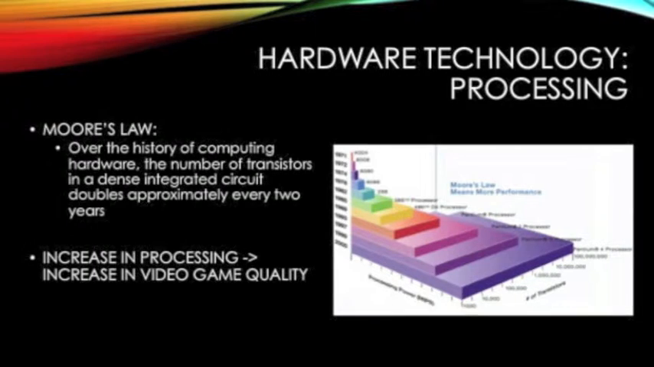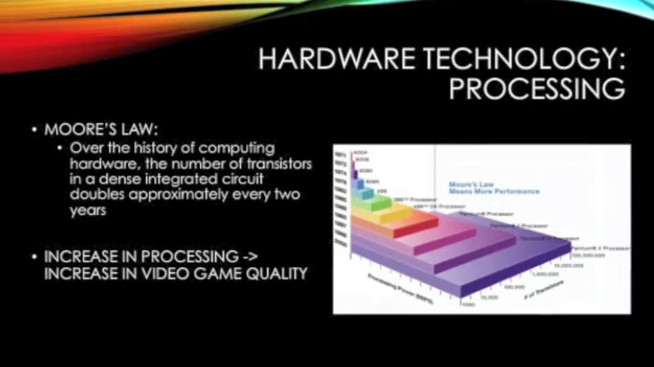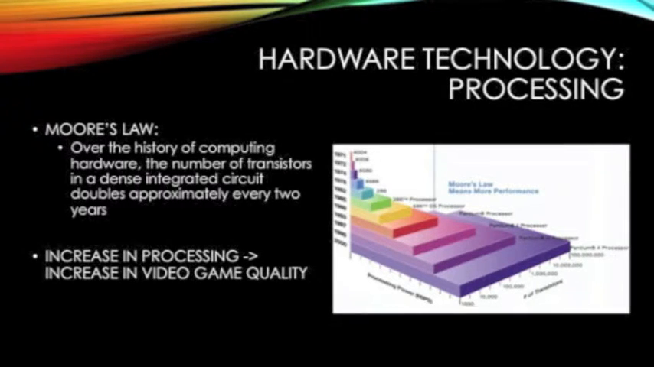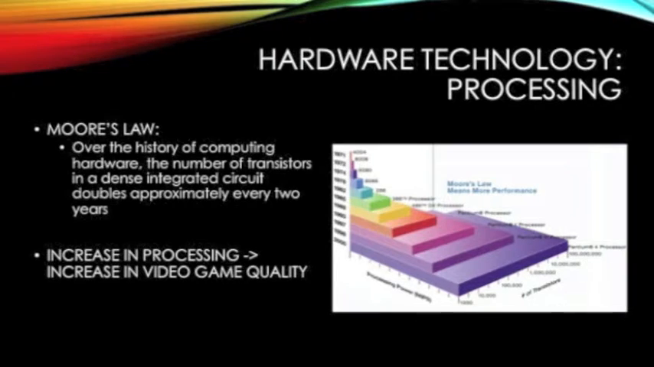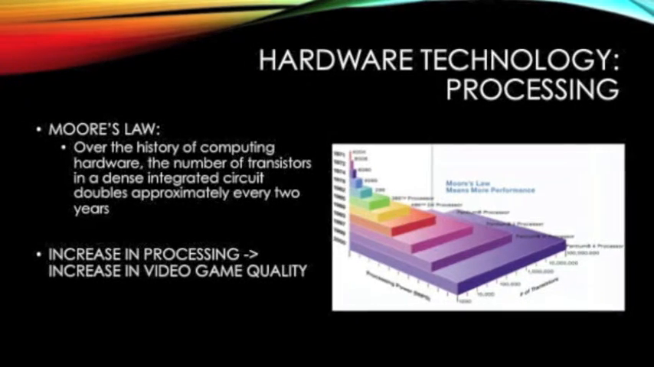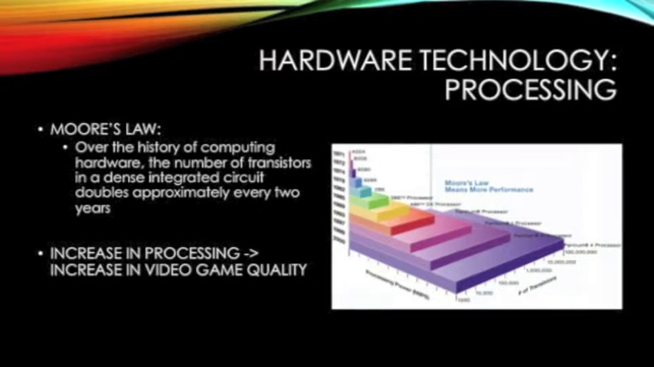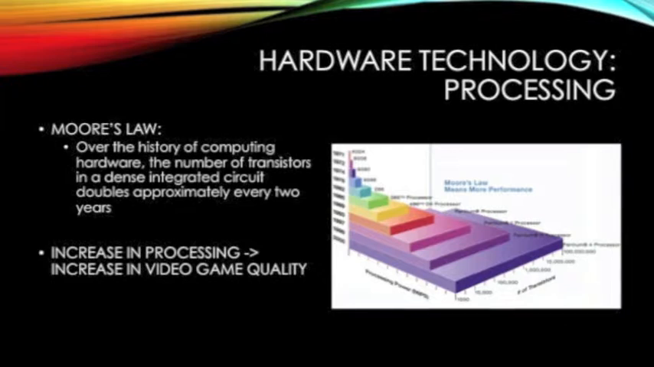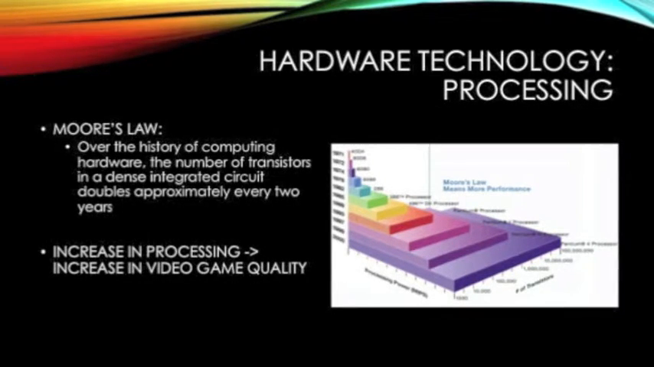Next, we are looking at hardware technology, processing. In processing, Moore's law states that over the history of computing hardware, the number of transistors in a dense integrated circuit doubles approximately every 2 years. So that means an increase in processing equals an increase in video game quality, such as graphics and the hardware and the software.